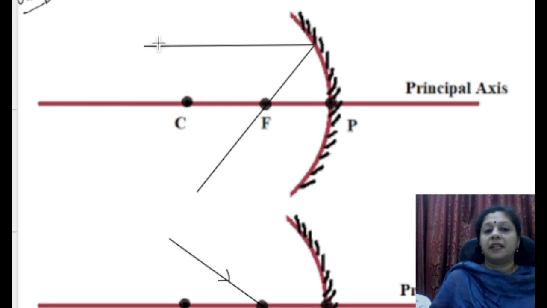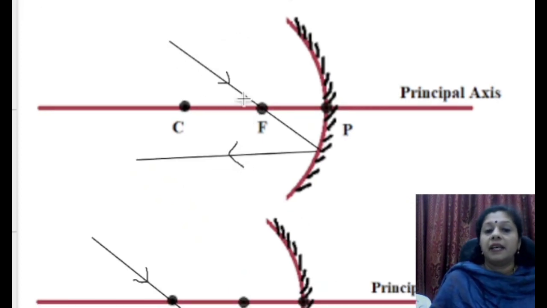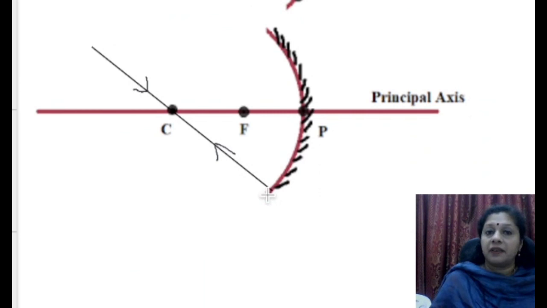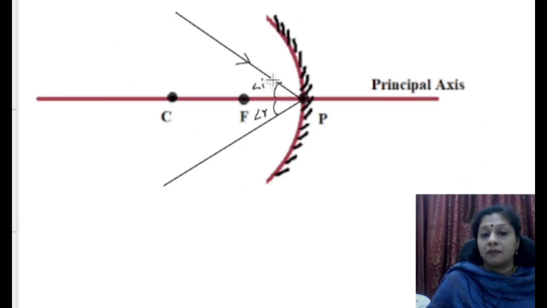Once again, if the ray is coming parallel to the principal axis, then what will happen? It will reflect back through the focus. In the second case, if the ray is passing through the focus, after reflection it will go parallel to the principal axis. If the ray is coming through the center of curvature without deviation, it will retrace its path. If it is falling obliquely at an angle at the pole, then it will reflect back at the same angle. So here it proves angle of incidence is equal to angle of reflection.